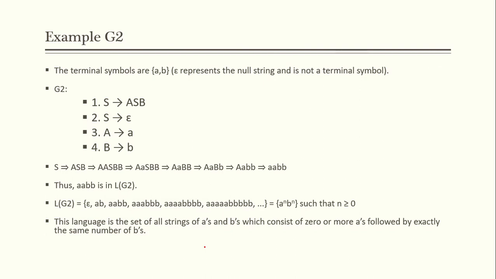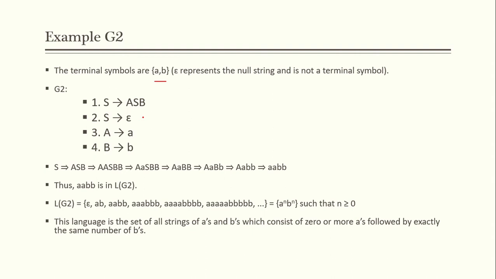Let's look into another example, G2. The terminal symbols used here are a and b. Epsilon represents the null string and is not a terminal symbol. The production rules here, there are 4: S goes to aSB, S goes to epsilon, A goes to a, B goes to b. So here the terminals are small letter a and small letter b. The rest of it are non-terminal symbols. I repeat, the terminal symbols here are a and b, small letter. So the rest will be non-terminals, that is, capital A, capital B, and S.